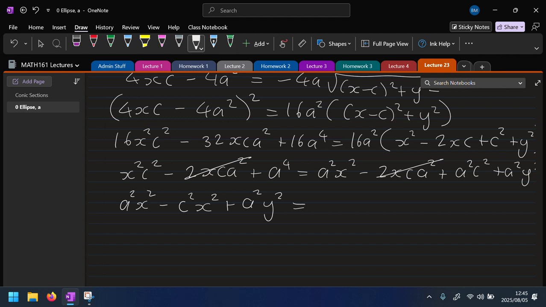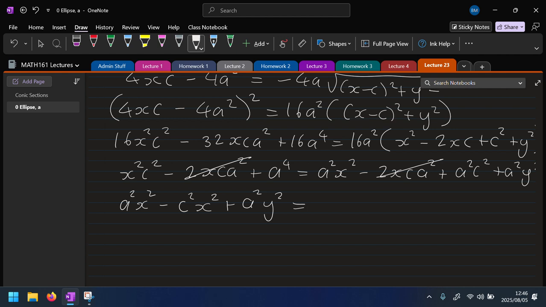You just put it on the other side, so that a squared x squared, we leave it there. And then what happens when we take the x squared c squared over? You get the minus. Okay. You can put the in-between steps if you need, but I'm assuming you can do your algebra between steps.